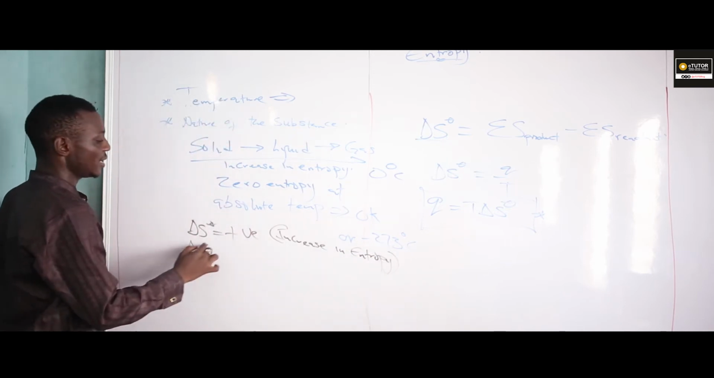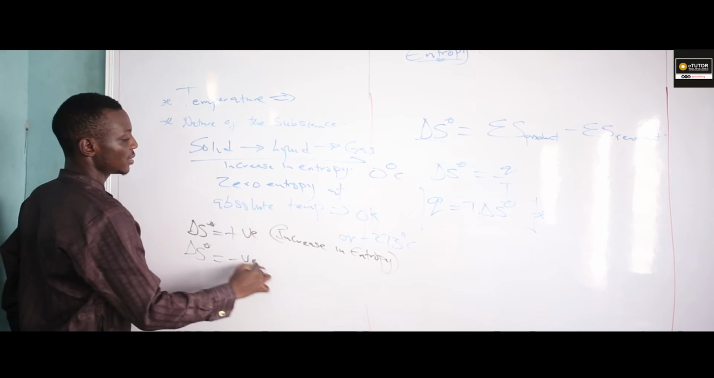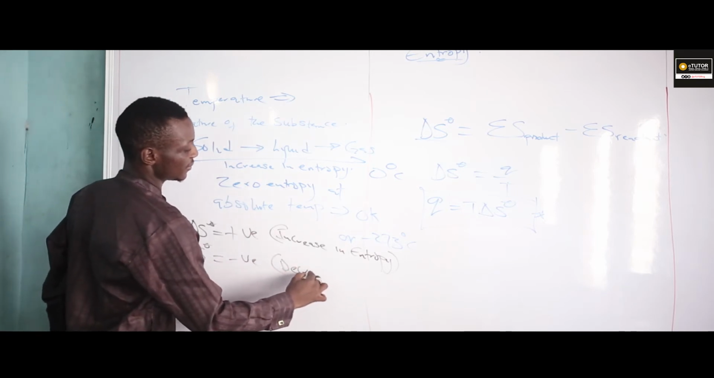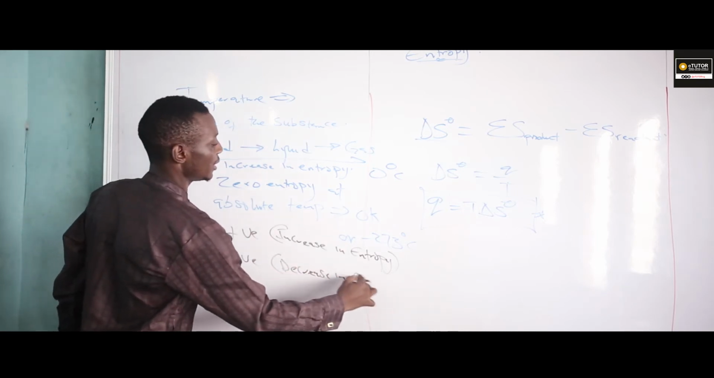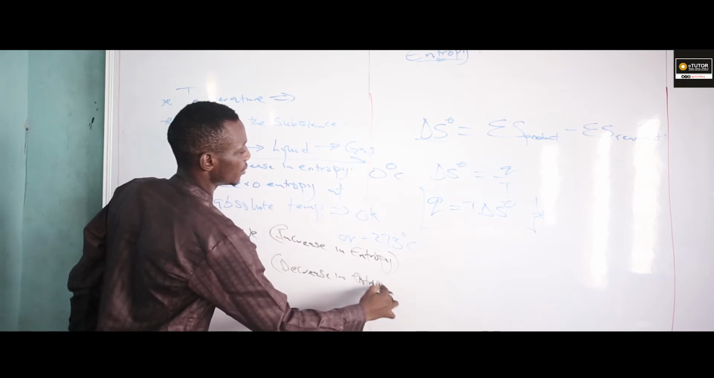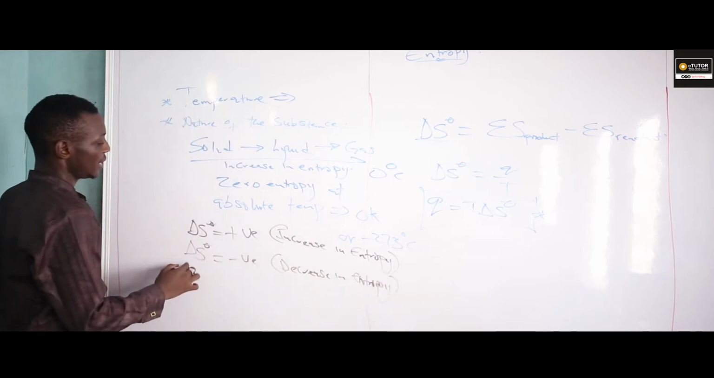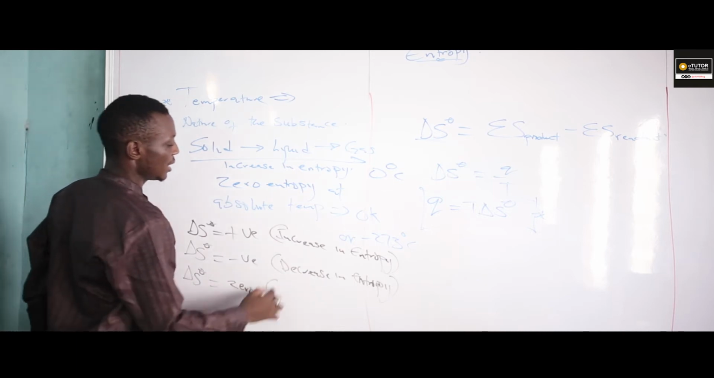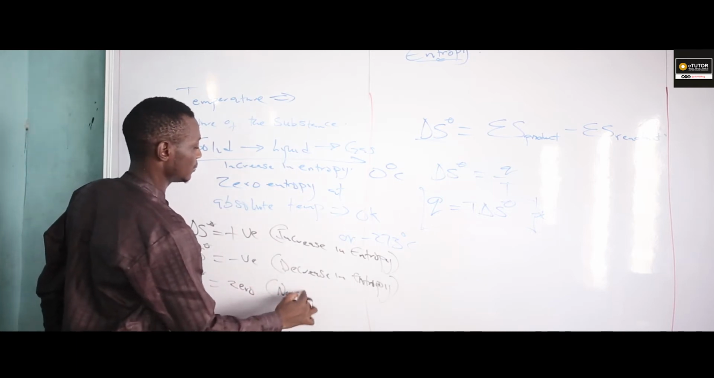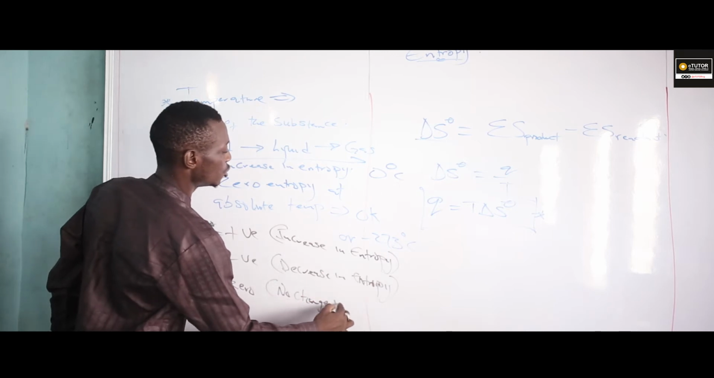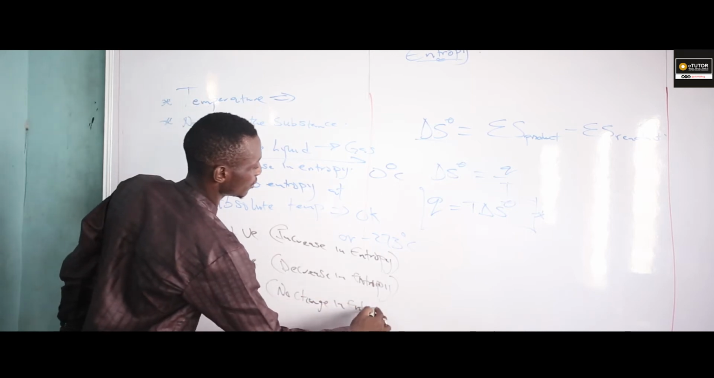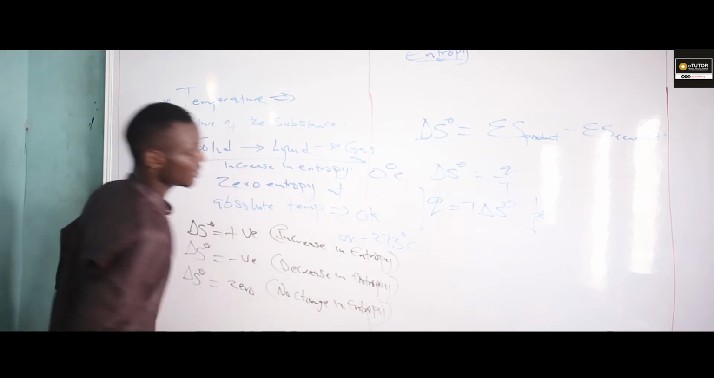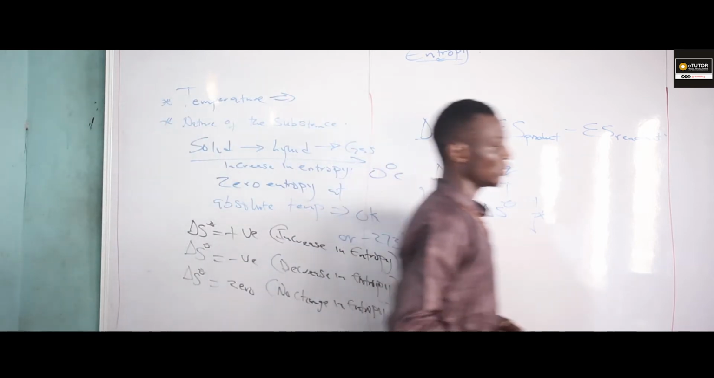If our delta S is negative, that means there is a decrease in entropy of the system. If our delta S equals 0, there is no change in entropy of the system.